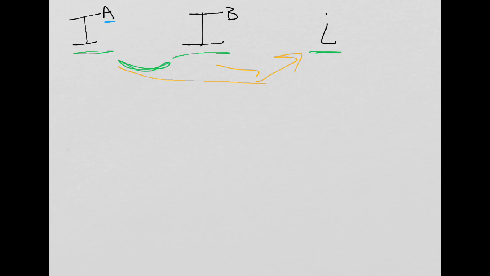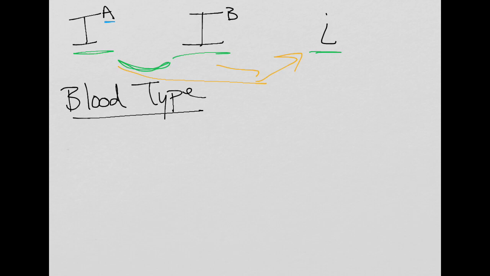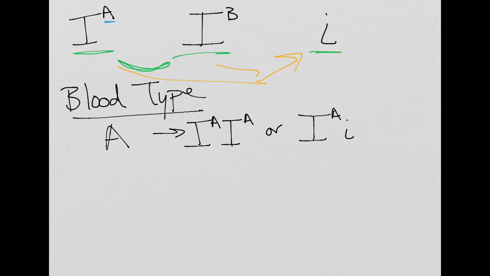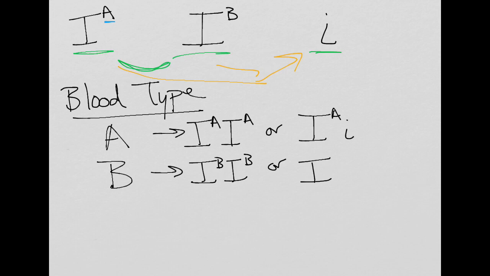Let's talk about this. So to get blood type A, you can either have the genotype I^A I^A or I^A little i. To get blood type B, you can have I^B I^B or I^B little i. I'm sure you caught on to that.